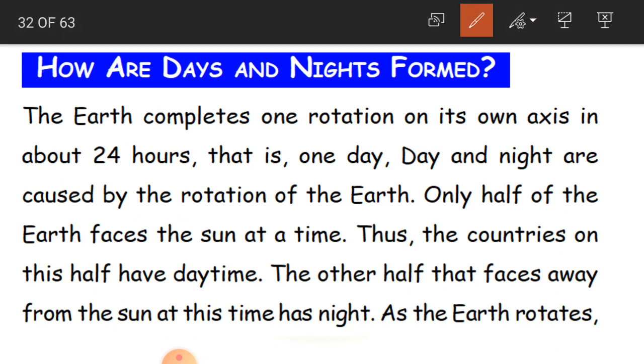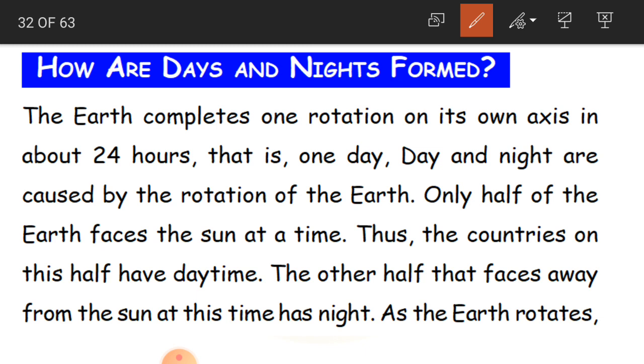Every day we have a day and we have a night. Now this is a repeated process. Day after night, night after day. Now how are these days and nights formed? Let us learn now. The earth completes one rotation on its own axis in about 24 hours. That is one day. And day and night are caused by the rotation of the earth.